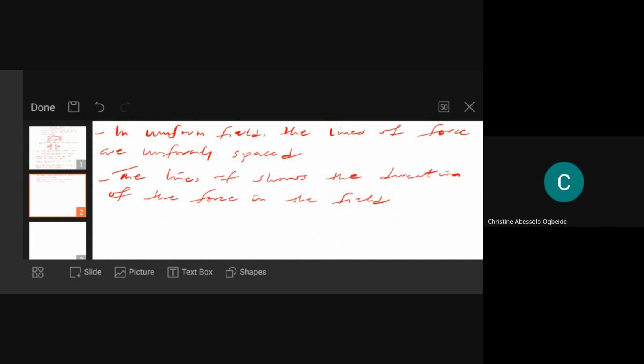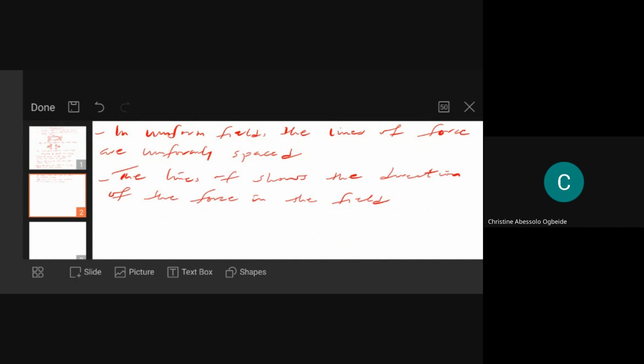So firstly, we said the lines of force come out from the positive and then enter the negative. And then we say the lines of force do not intersect each other. We also say that they are uniformly spaced in a uniform field. And we also said that the lines of force show us the direction of the force in the field. And then we also said that the lines of force are continuous in any region with free charges. So those are basically the properties of electric line of force, just in case you're being asked to name them.